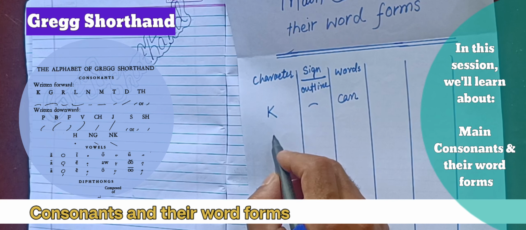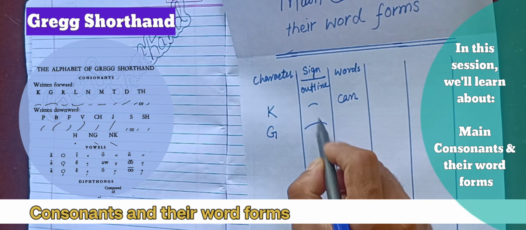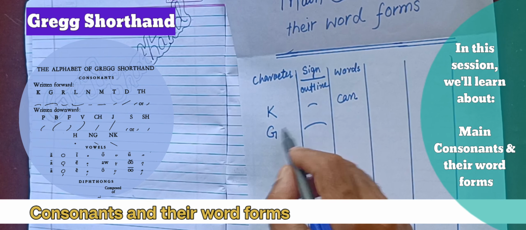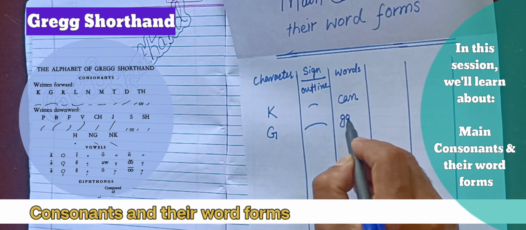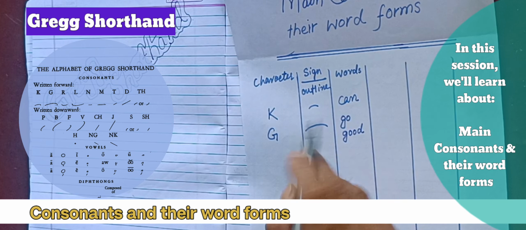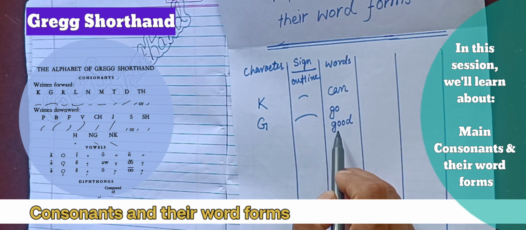In the same way, gay, this is gay, right? Longer than K, this is gay outline, gay sign. What does this mean? This means either go, this can also mean good. This particular sign has 2 meanings, either go or good in Gregg Shorthand.